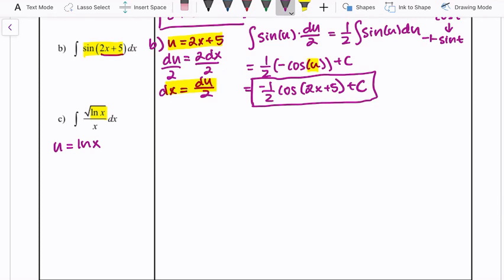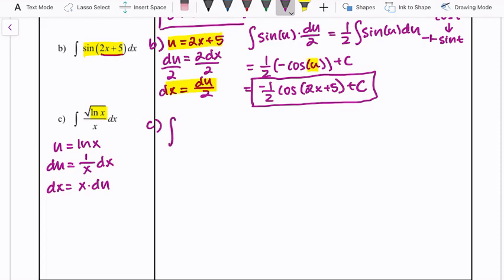Okay, let's derive both sides. So du is equal to, well, the derivative of natural log of x is 1 over x, and we derived that with respect to x. So solving for dx, I'm going to multiply both sides by x, so that's going to be x times du. Okay, so let's make these substitutions into our integral. Our u substitutions, in fact.